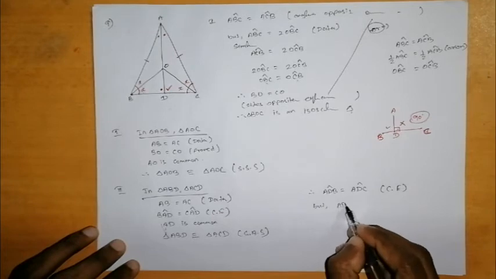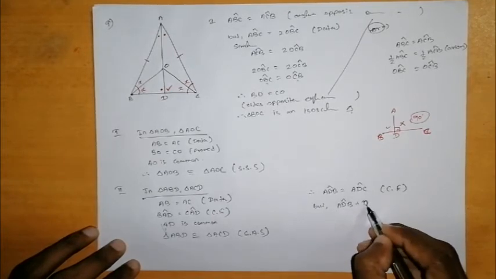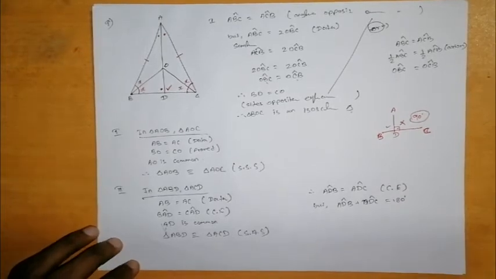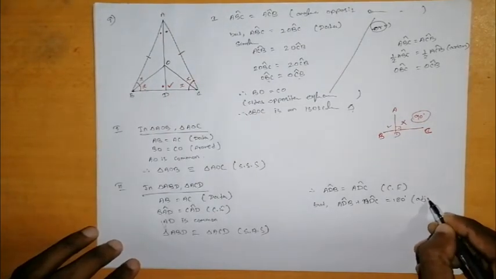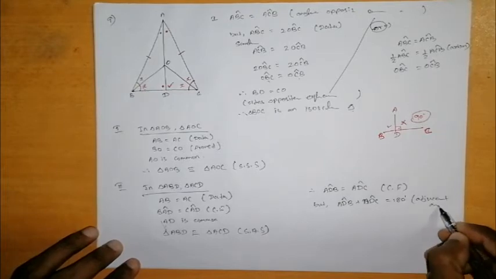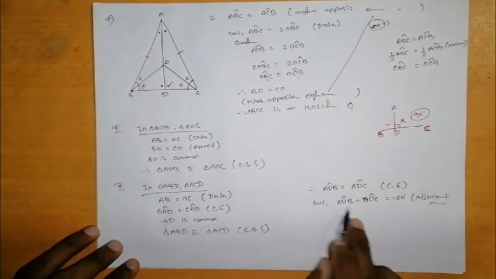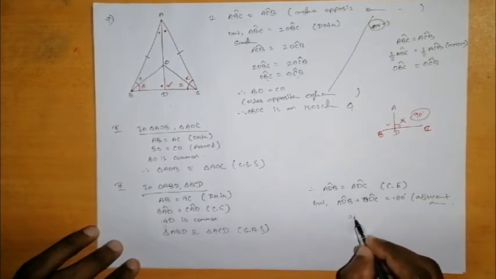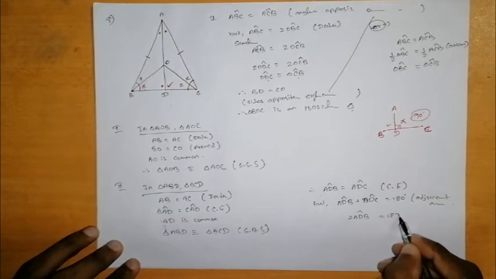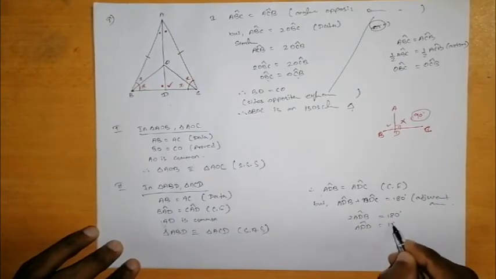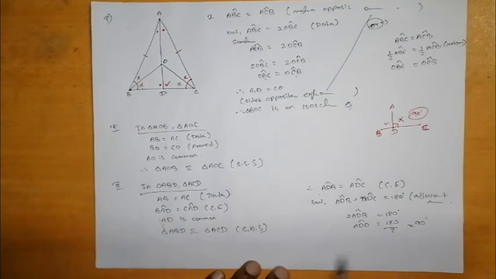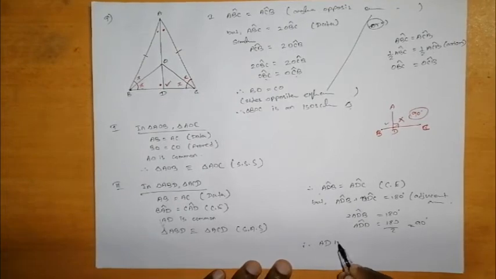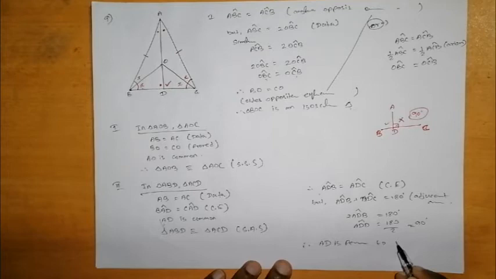But ADB plus ADC is equal to 180. Why? ADB and ADC are adjacent angles on a straight line. So instead of ADB and ADC we name it with one angle. So 2 ADB is equal to 180. So ADB equals 180 over 2, it's 90. So one of the angles, ADB, we proved as 90, which means AD is perpendicular to BC.